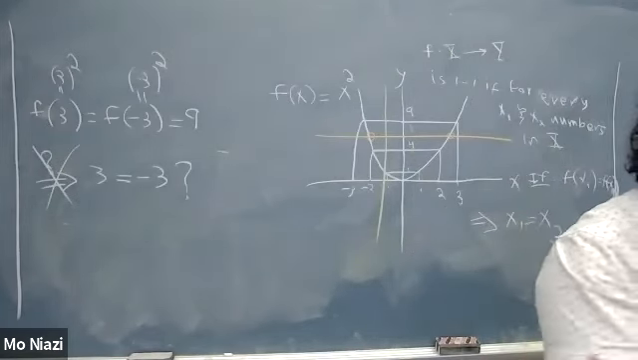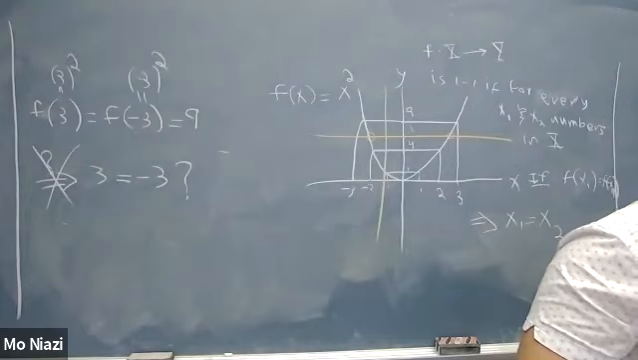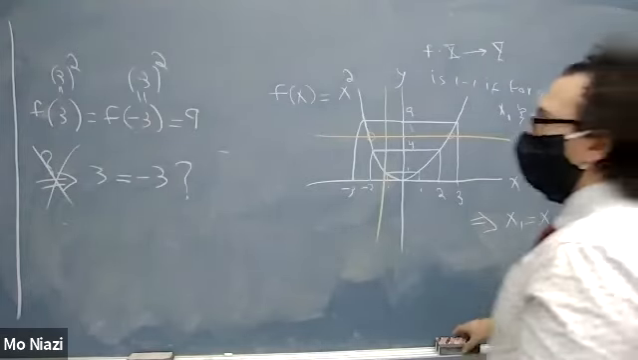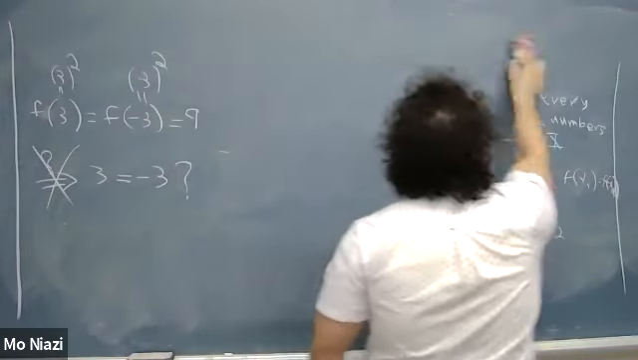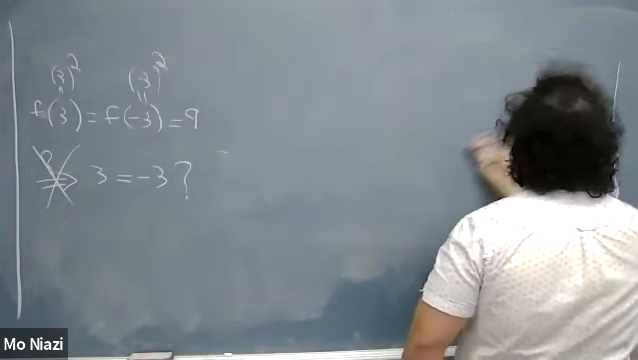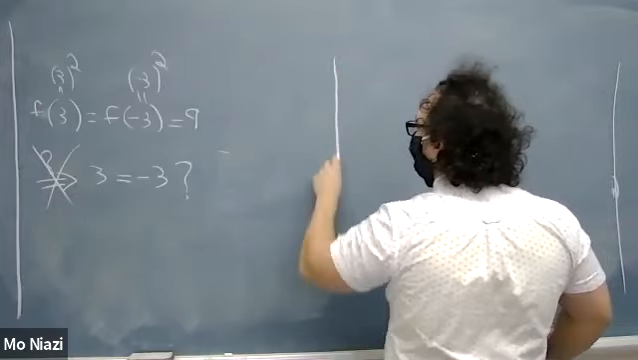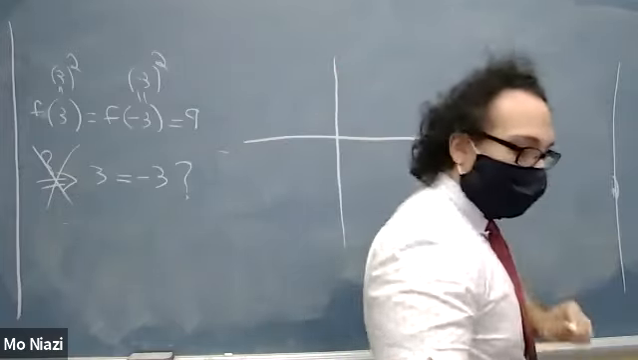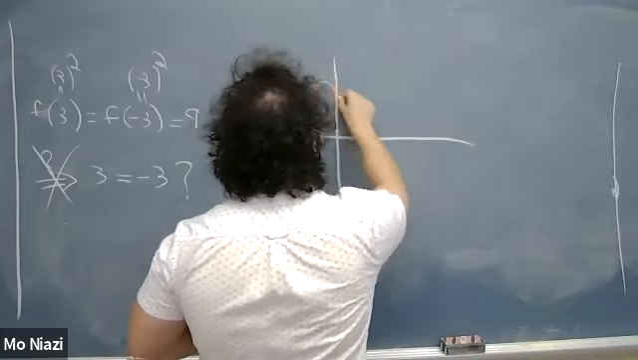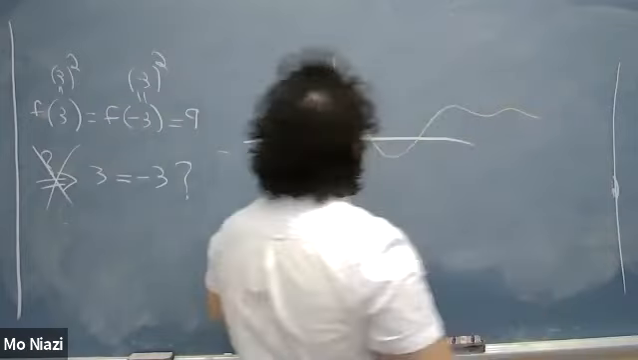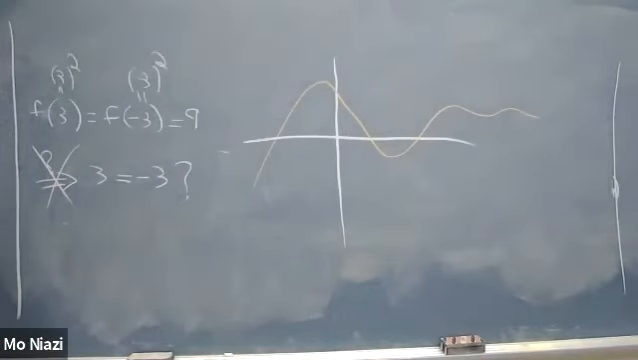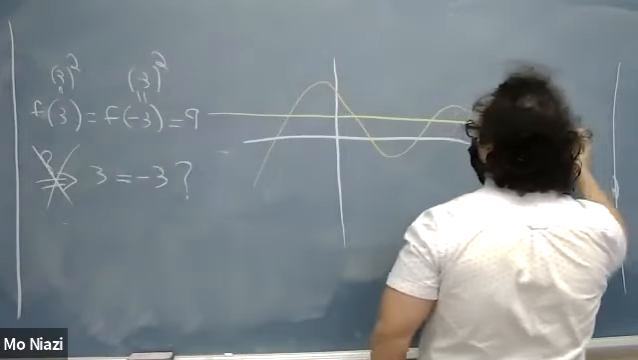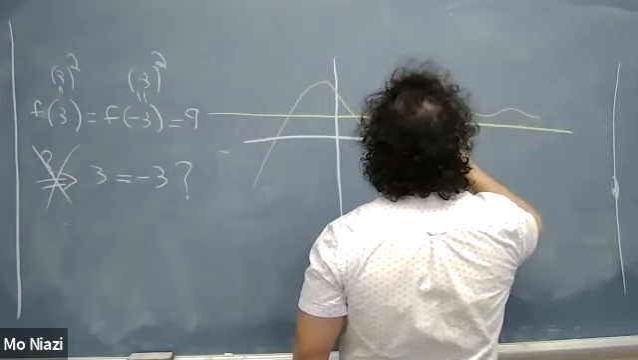Good. All right. So let's identify whether functions are one-to-one or not. All right. Let me draw a function. One-to-one or not? It's not one-to-one. Why do you say that? Because you put a horizontal line through it. It goes through it multiple times.